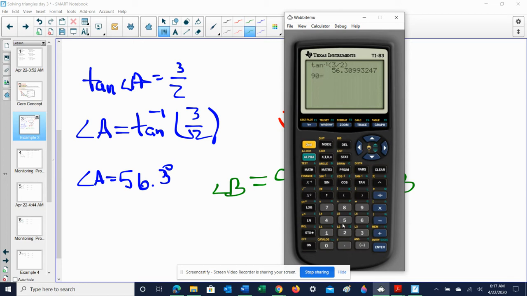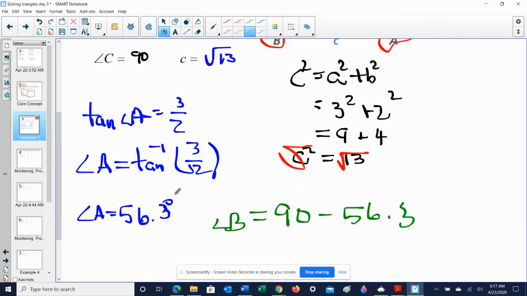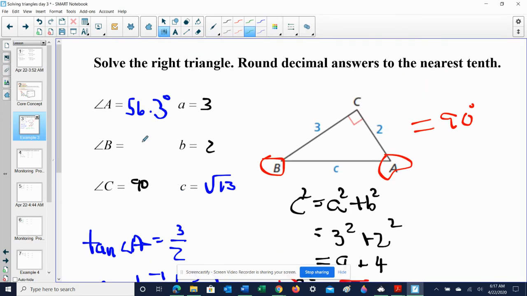90 minus 56.3 equals 33.7. So angle B is 33.7 degrees, and we have now solved the right triangle. Could we have used the tangent, sine, cosine, whichever? Of course we could. Do you want to verify that that's true?